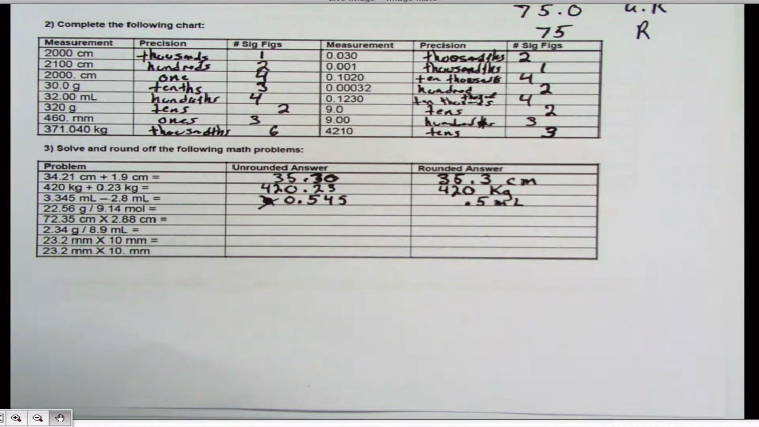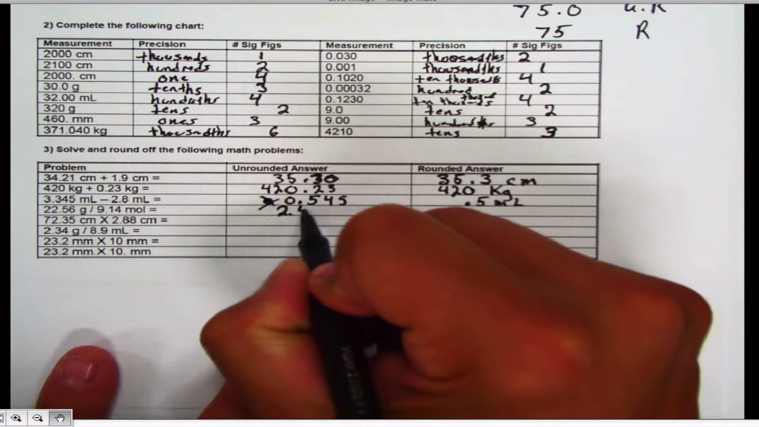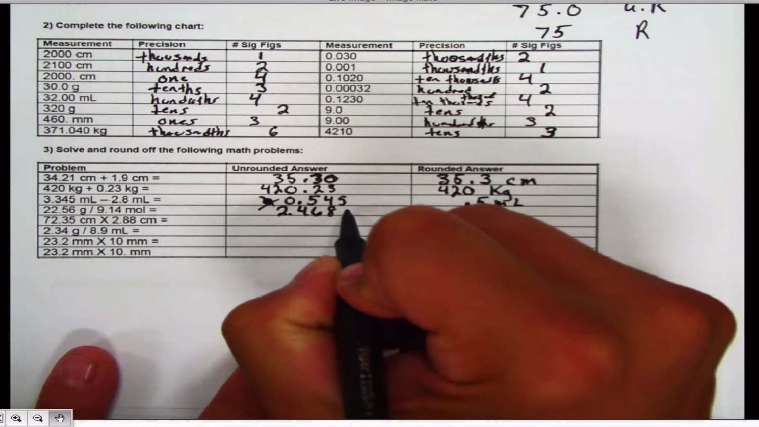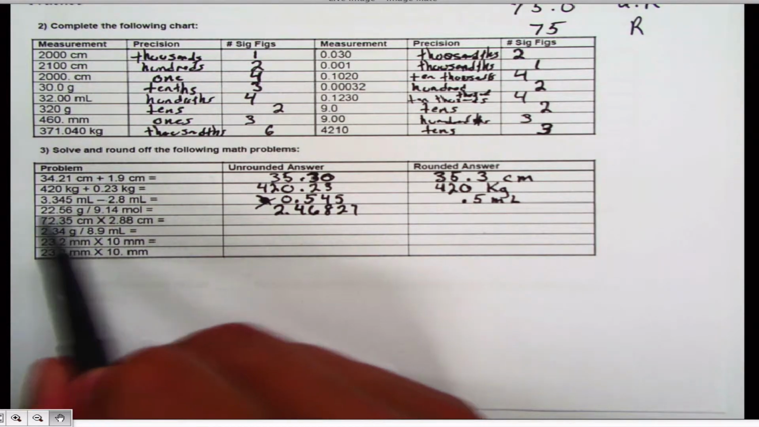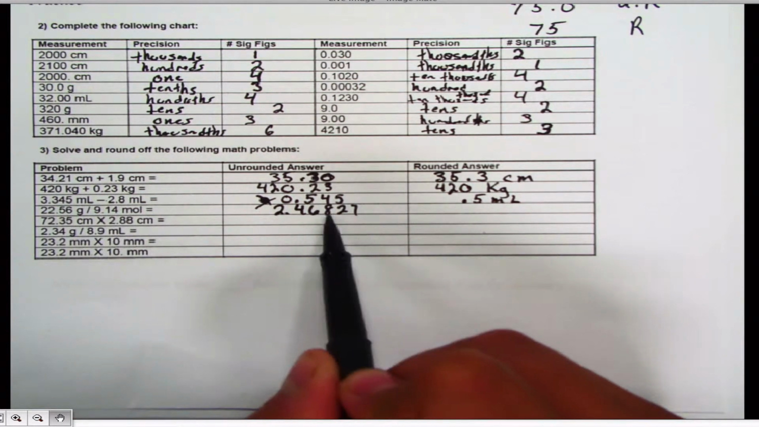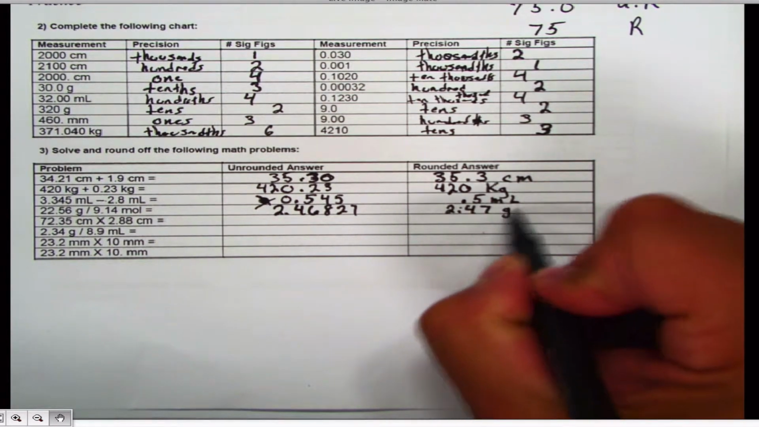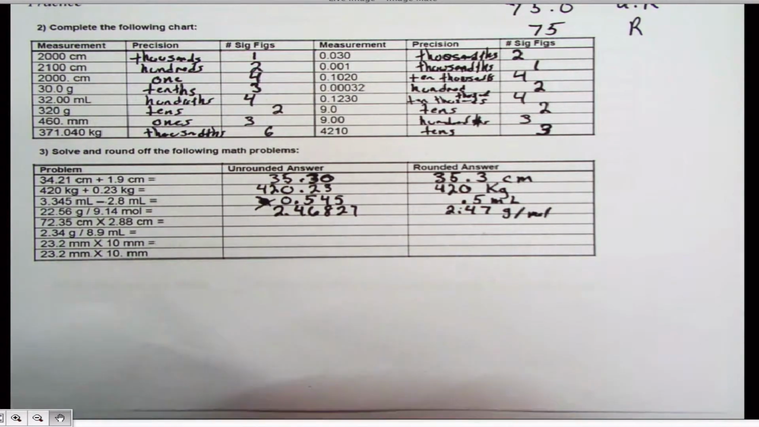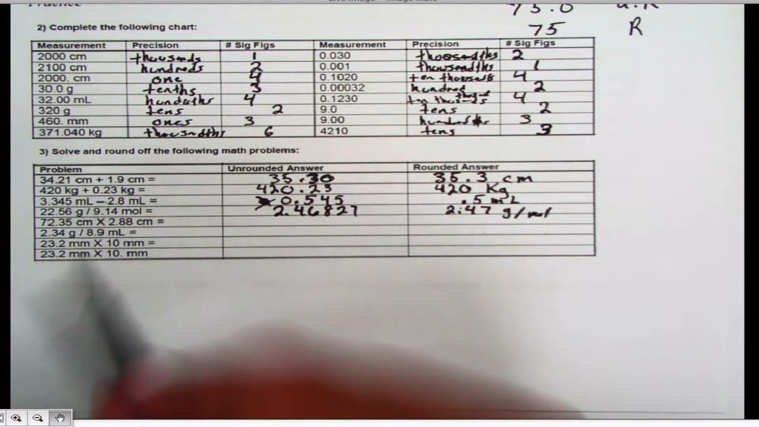So let's try a couple more of these. We've got 22.56 divided by 9.14, and you get an answer like 2.46827 and so on. Here we have 4 significant figures, here we have 3, so we round our answer to 3. We keep these, we look to the 8, so it's going to be 2.47 grams per mole. So we round it to where our last significant figures are. There's 3 here, so we round to 3 significant figures.